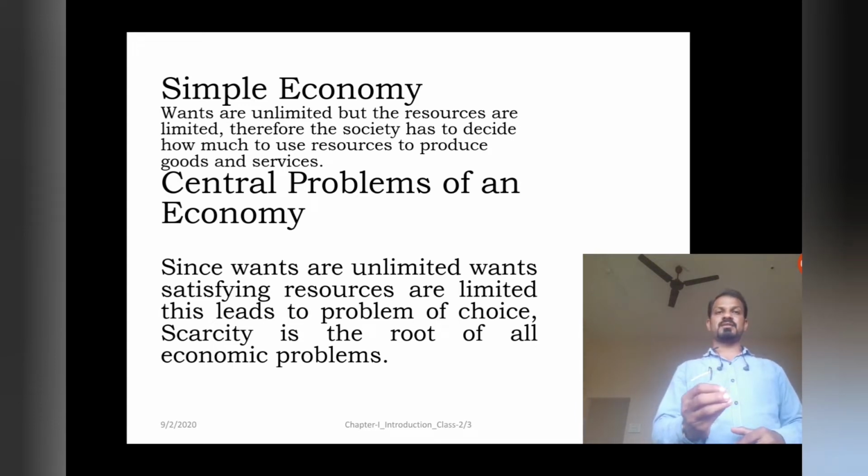That kind of capacity, that kind of decision making power, which we get after learning economics, is what economics tells. That's why we need to study economics. That is what the simple economy concept says.